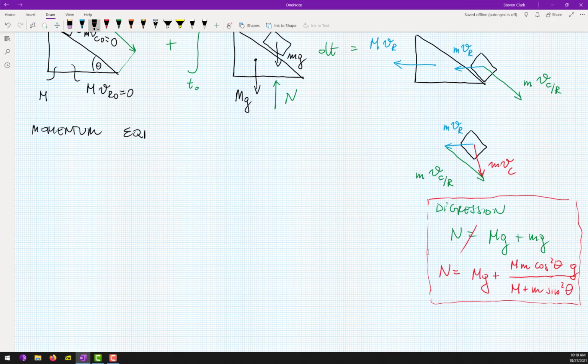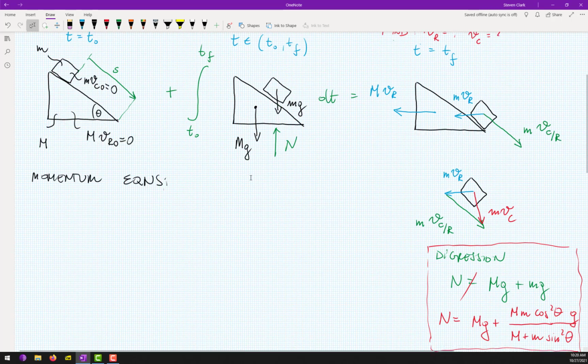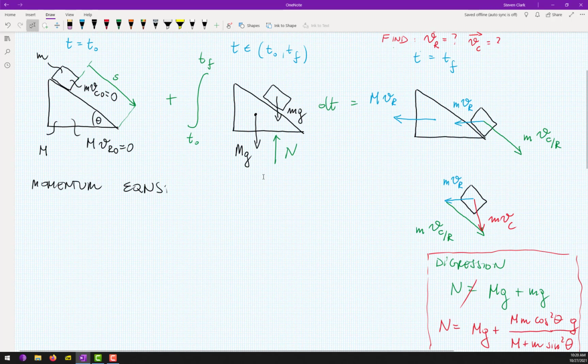Momentum equations, yeah. So I would like to ask you, do you see any force in this drawing acting in the x direction? Is there any force acting in the x direction? No. The only forces that act on our system are in the y direction, yes? And by the way, we do not want to calculate that N. We don't want to do it, yes?